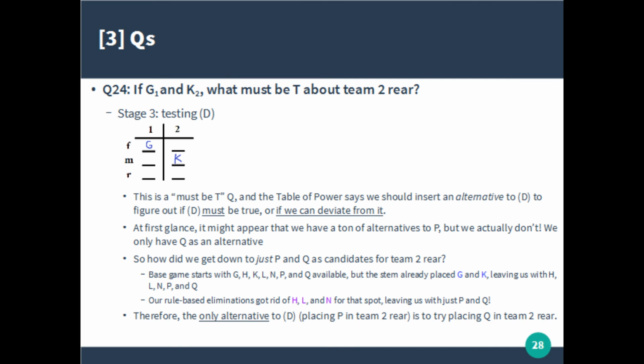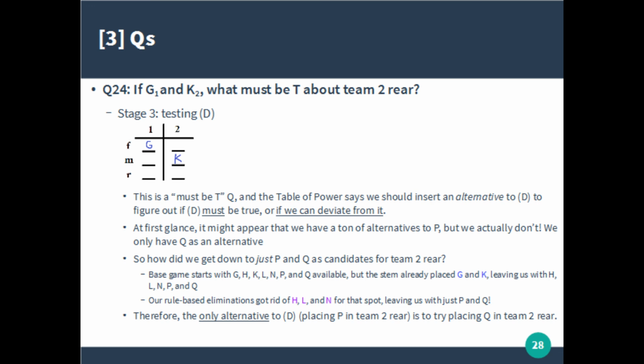So at first glance, just based on this mostly empty table, it might appear that we have a lot of alternatives to putting P in the Team 2 rear spot, but actually we don't. We only have Q as an alternative. So how did I get to that point? Well, let's break that down here in this next bullet point. So the base game starts off with G, H, K, L, N, P, and Q. That's all 7 of them, right? But the stem, of course, already placed G and K into the diagram. So that leaves us with just H, L, N, P, and Q, those 5 entities, to fill in the 4 remaining slots. So again, starting from the base game that uses nothing, the stem uses 2 of them, and that leaves 5 remaining, H, L, N, P, and Q.